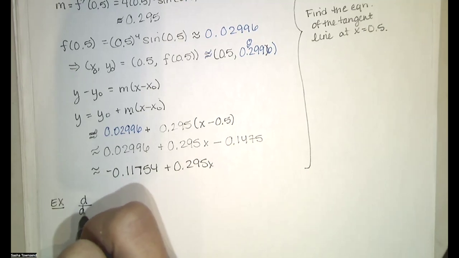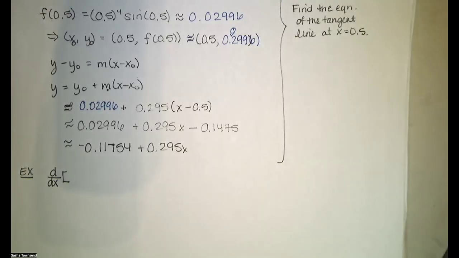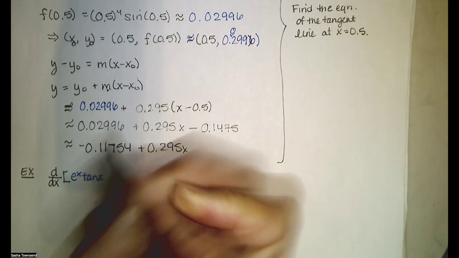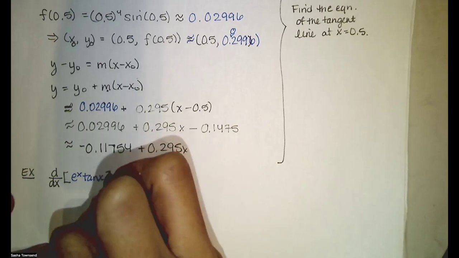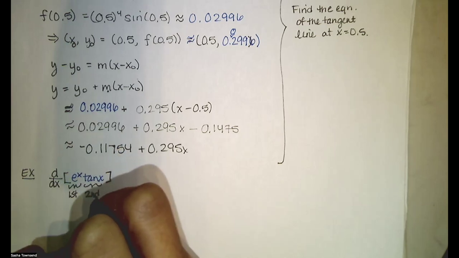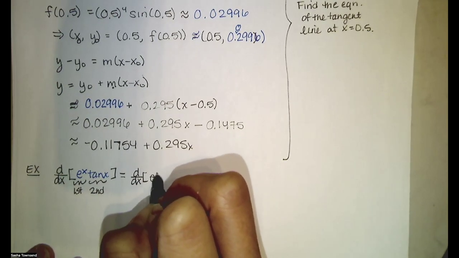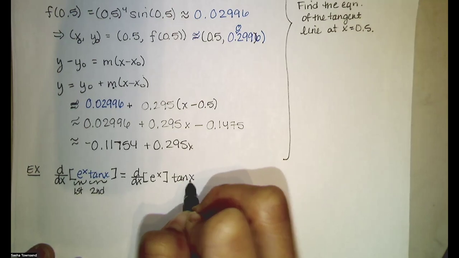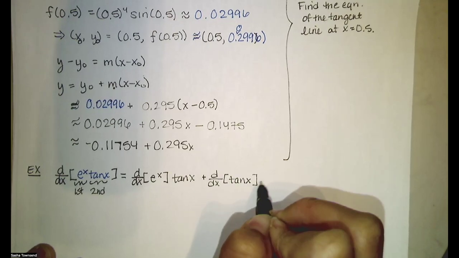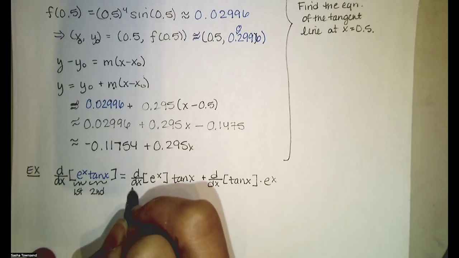We have the derivative with respect to x of, let's use e to the x times tangent of x this time. This is our first function, and this is our second function. So according to the product rule, we have the derivative of the first times the second undifferentiated plus the derivative of the second times the first. I like to write it this way because it reminds me which derivatives I need to compute before I finish the problem.